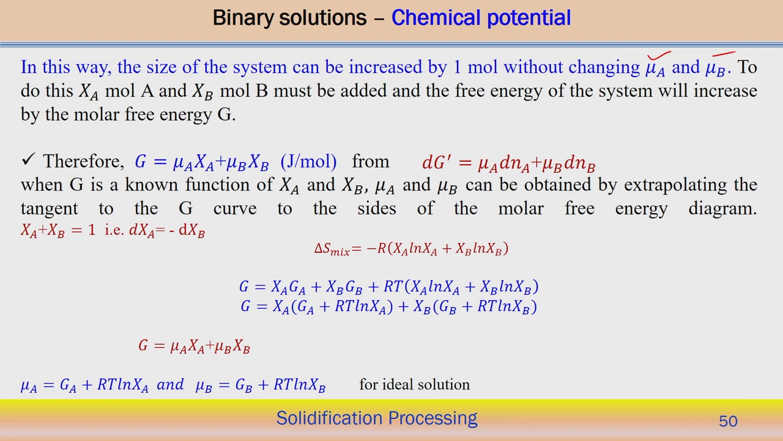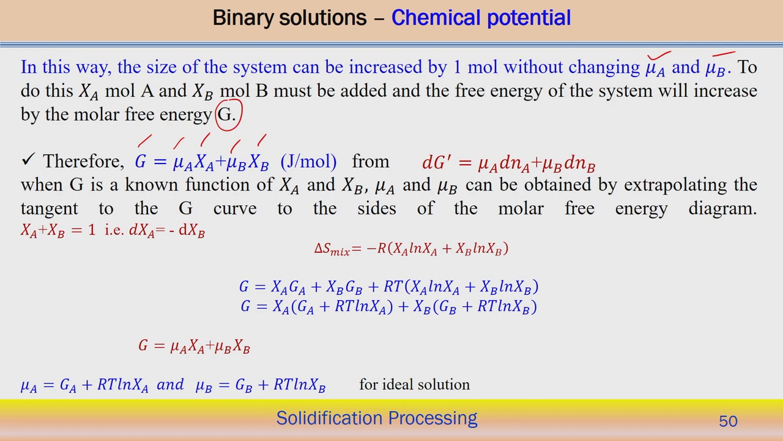So, for example, X A mole of A and X B mole of B must be added, and the free energy of the system will increase by a molar free energy G. In this case, the free energy increase is represented by the molar free energy, that means it is independent of the size of the system. Therefore, G can also be expressed in terms of mu A X A plus mu B X B. Here X A and X B are the mole fractions, and mu A and mu B are the chemical potentials within the system for atoms A and B individually.